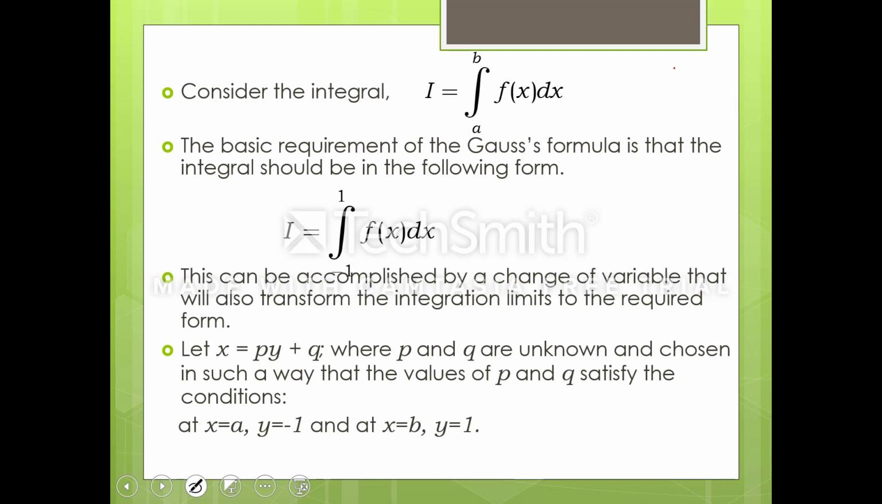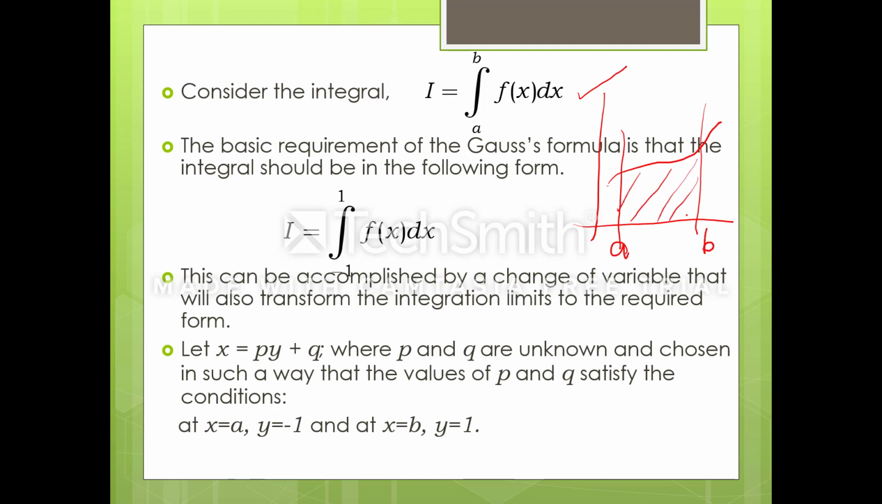Now here the method is: if you want to integrate a function like this, the function is to be integrated over the range a to b. What we are finding out is the area under this curve. This area is what we are targeting, and it can be determined using the previous methods or the new method which we are going to discuss.